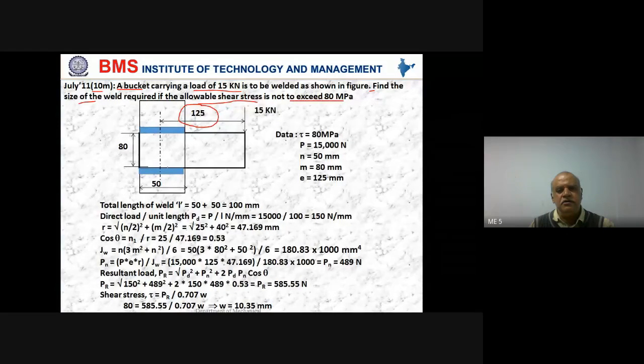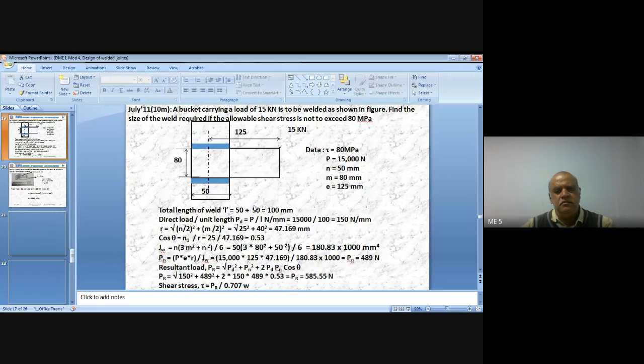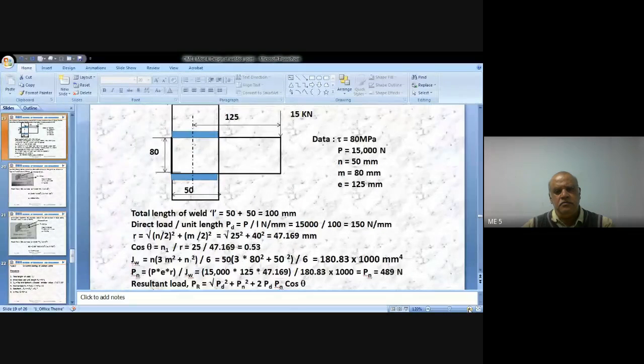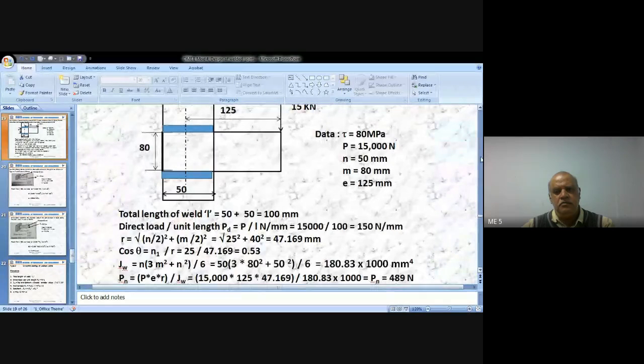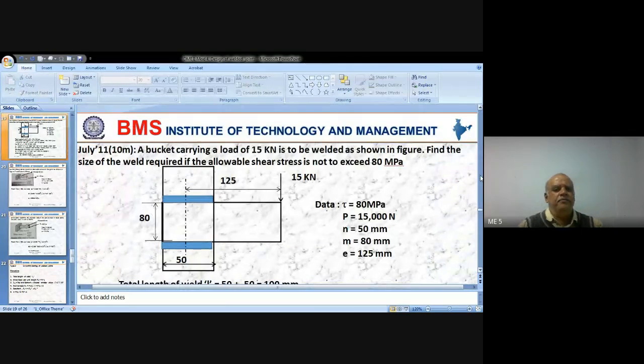Note down the sketch. Note down the problem and the sketch, solve the problem and let me know the answer. Please solve. Load is 15 kilonewton.